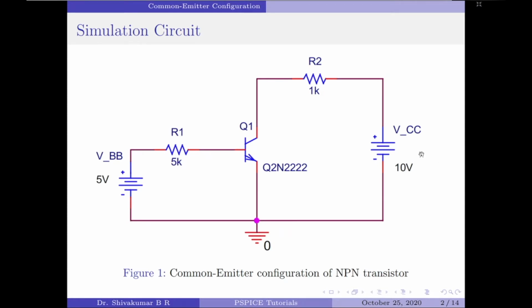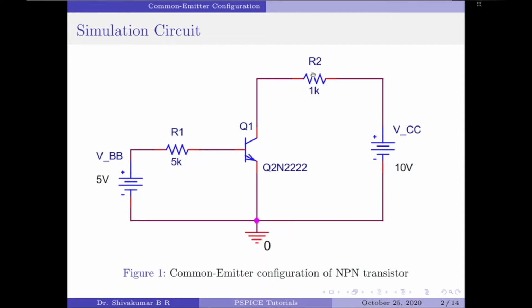As you know, an NPN transistor in common-emitter configuration is connected in such a way that the input signal is connected across the base to emitter terminals and the output signal is connected across the collector to emitter terminals. So the emitter in fact is the common.